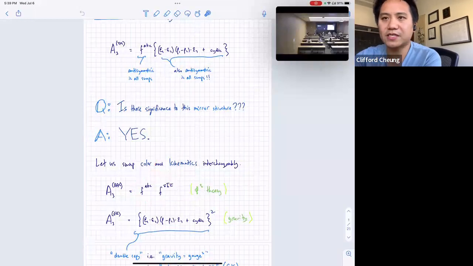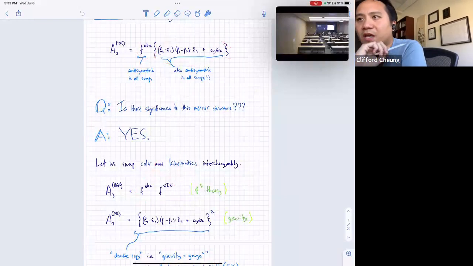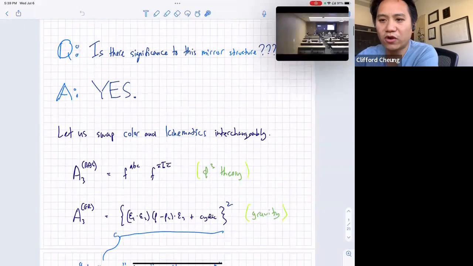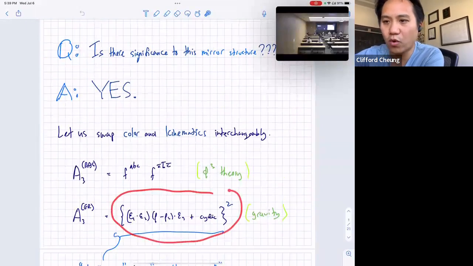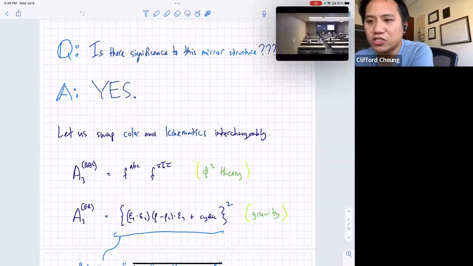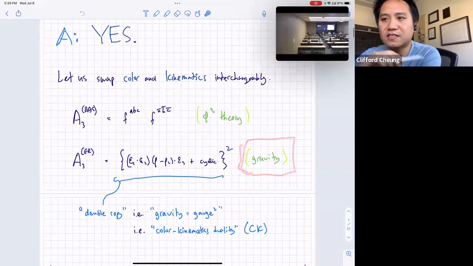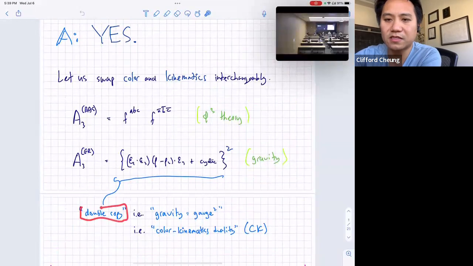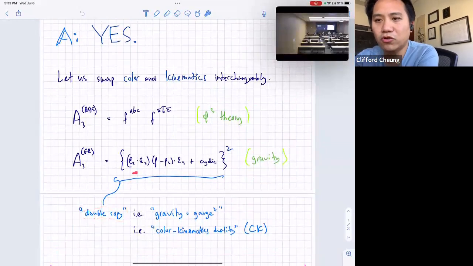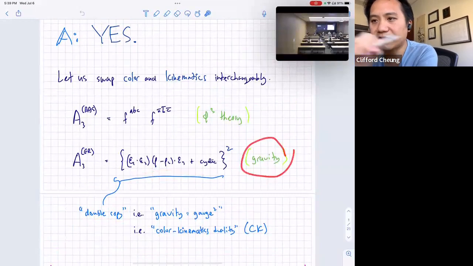Now we can also do the opposite. We can take this color and replace it with a second copy of the kinematics. Now we also did that last time. We just take this thing and square it. And we saw that that wasn't just some random function, that was gravity. And this is the origin of the name double copy. The double copy refers to two copies of the kinematics of Yang-Mills yielding gravity.